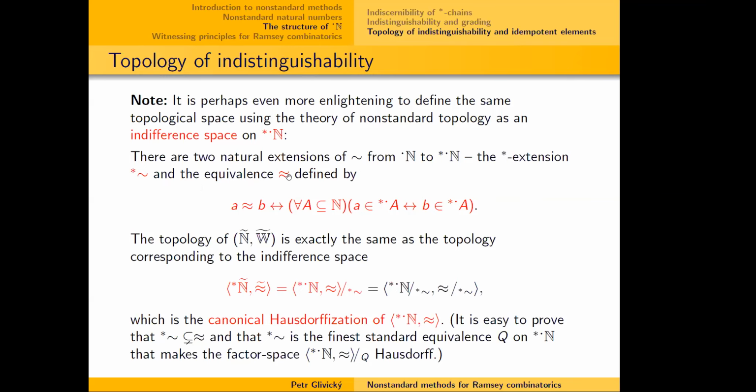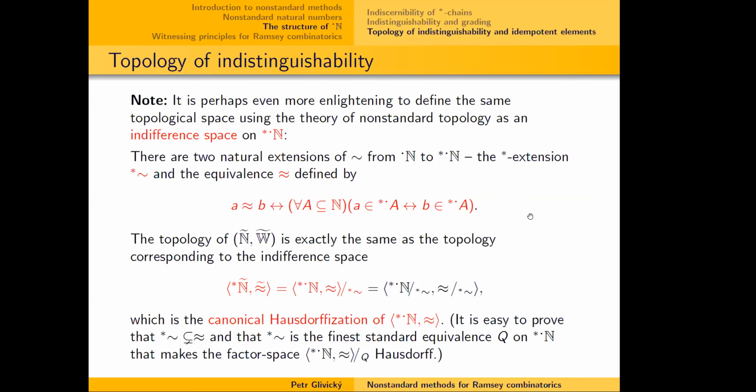The basic indifference relation we get is the relation double tilde, which is defined basically in the same way as the tilde before, the indistinguishability by standard relations, but now with one more star applied everywhere, because we are one star higher. And if we just take this topological space given by this equivalence, we wouldn't get a Hausdorff space. It would be non-Hausdorff. Therefore, we need to create a Hausdorffization of this space.